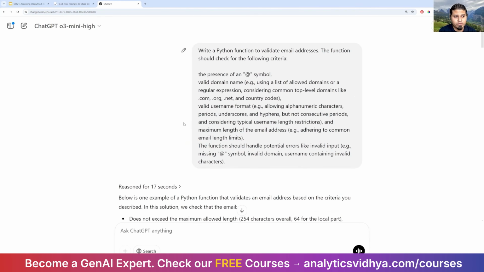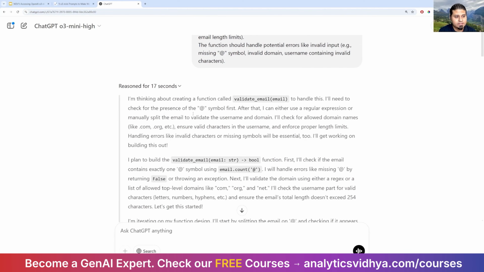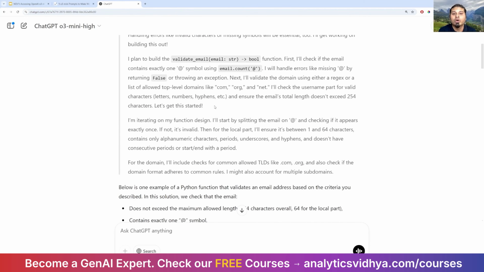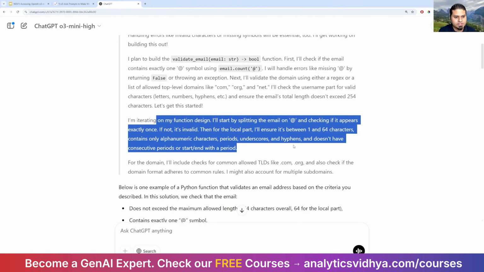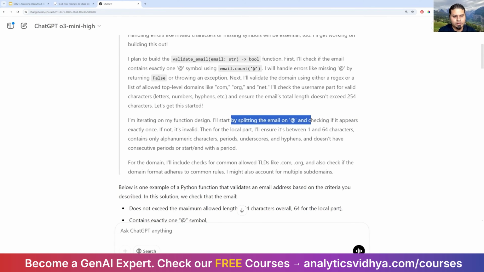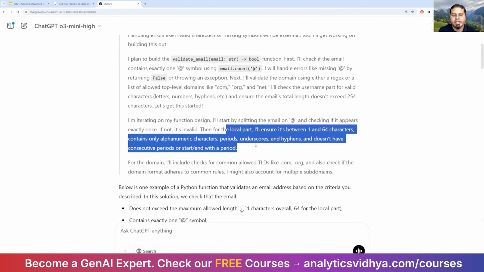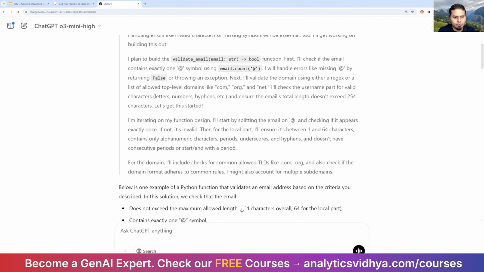It has reasoned for around 17 seconds. These are, by the way, the reasoning steps, which are not shown directly. If you click on it, then it shows you what it is thinking about live. So here it is thinking how it will handle the errors. It is iterating on the function design. It'll start by splitting the email and then check whether it is valid or invalid, the different aspects in terms of the domain and the username.